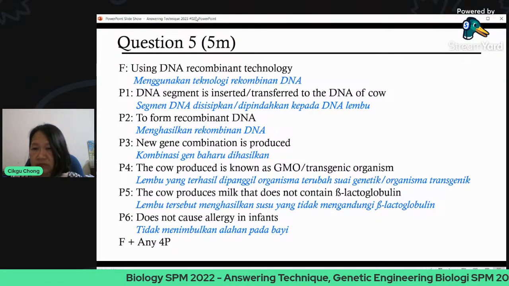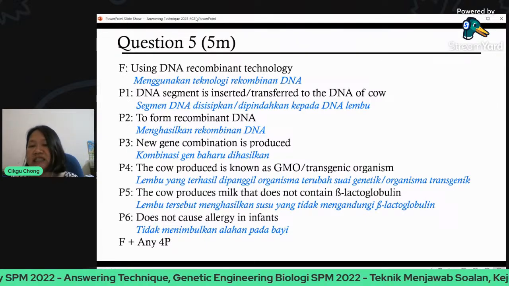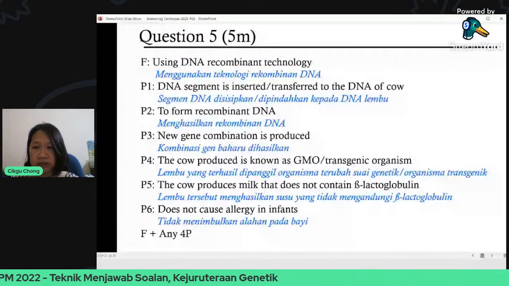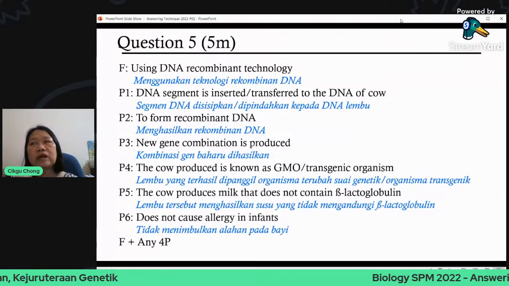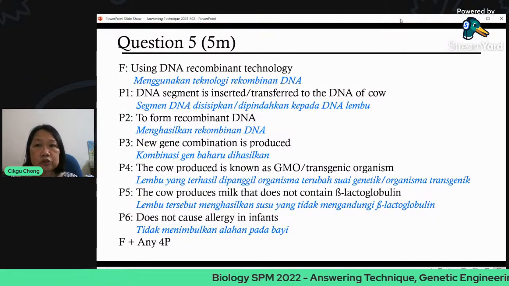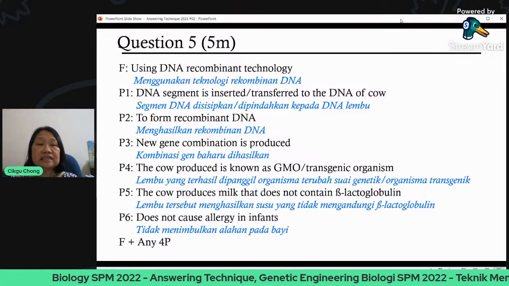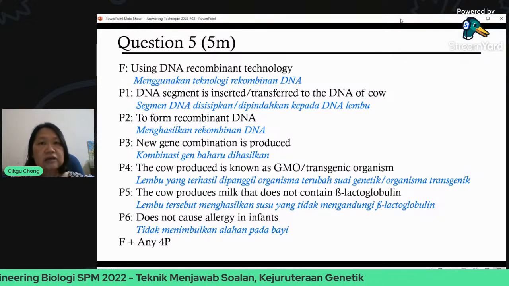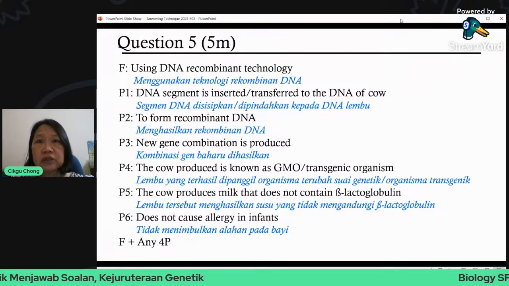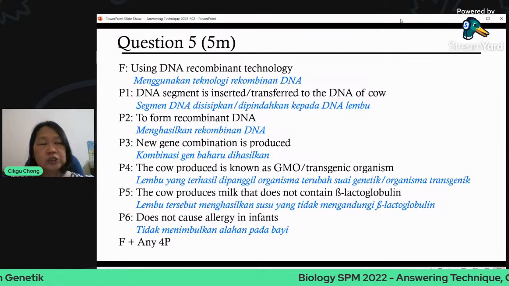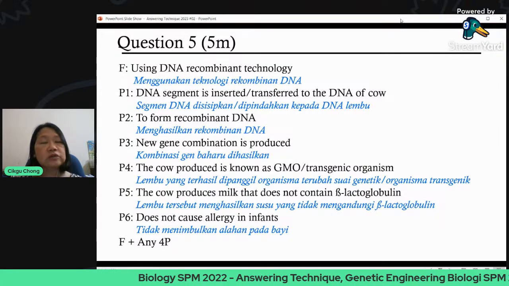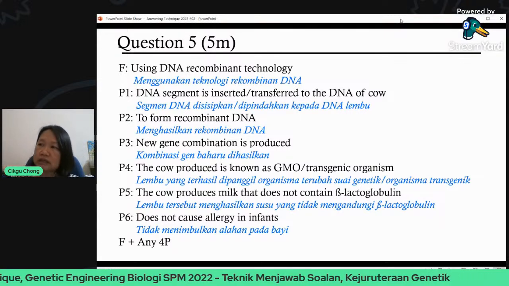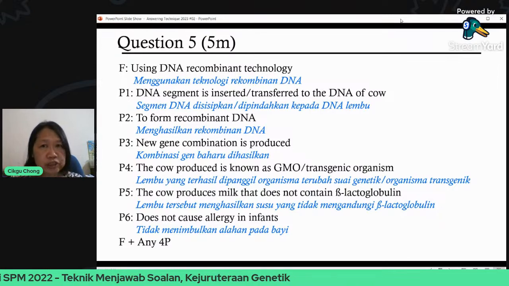Teacher, we will take the plasmid from DNA cow and gene from the DNA. Okay, plasmid is not from cow. Plasmid is from the bacteria. But no, we don't take the plasmid from bacteria. Okay, because this is not using bacteria. This is, we want to make the cow able to produce the milk that doesn't have beta-lactoglobulin. So your DNA that you take must be, I think it's human milk lah. Human milk does not have beta-lactoglobulin. So the gene itu mesti datang dari sel manusia.